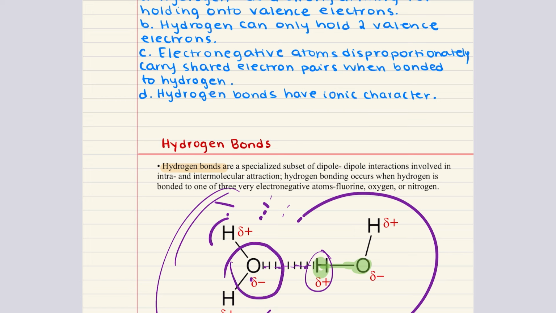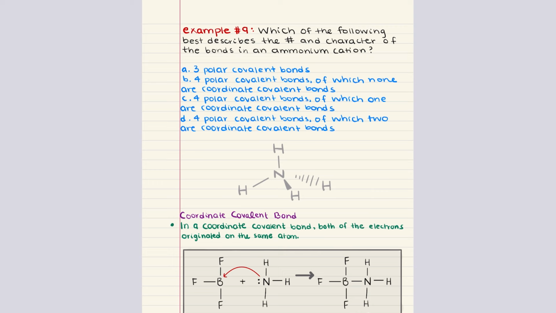Moving on to problem 9. Problem 9 says, which of the following best describes the number and character of the bonds in an ammonium cation? So to determine this, we need to understand the structure and bonding in this ion. The ammonium ion, which is NH4+, is derived from ammonia, NH3, by the addition of a proton.